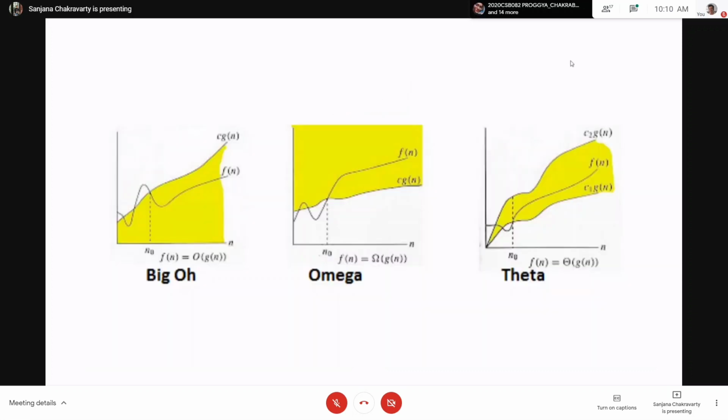Now, the three notations that we commonly use when we are talking about algorithmic analysis, time complexity, are big O, big omega, and big theta. Now, big O is the one we're probably most familiar with. As I've mentioned a while before, big O notation is the upper bound. It is the worst case scenario.